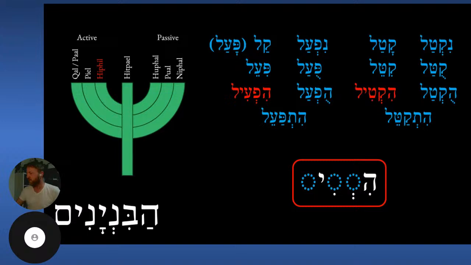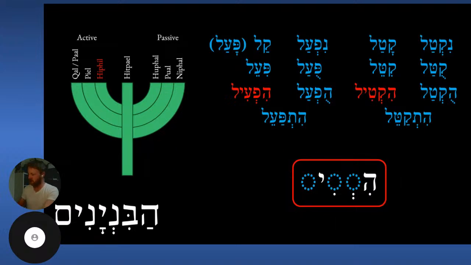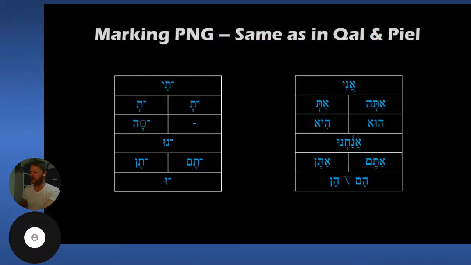Okay, so hifil, because the root is pei ayin lamed, so we say hif-il, hifil. It's the same pattern that can be placed on any root. The problem is, we talked already about what happens when you have weak letters. So let's think about this.